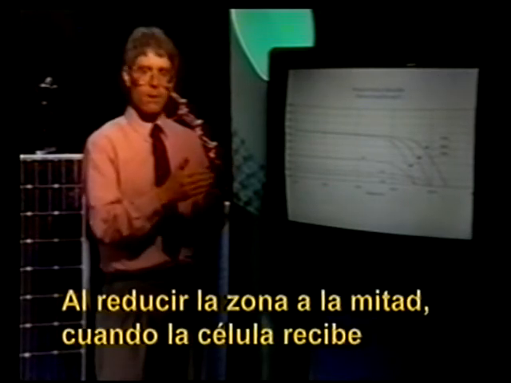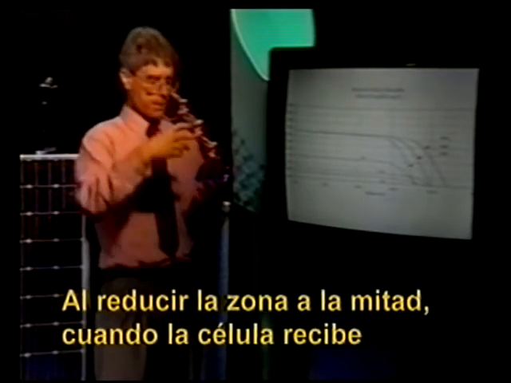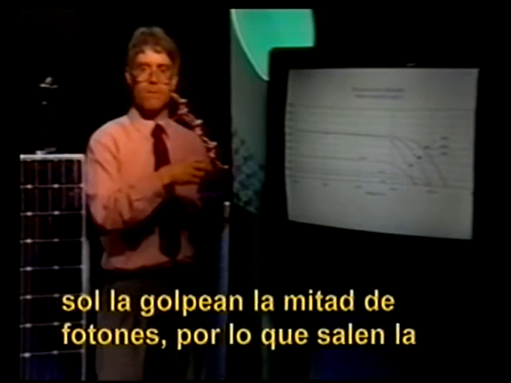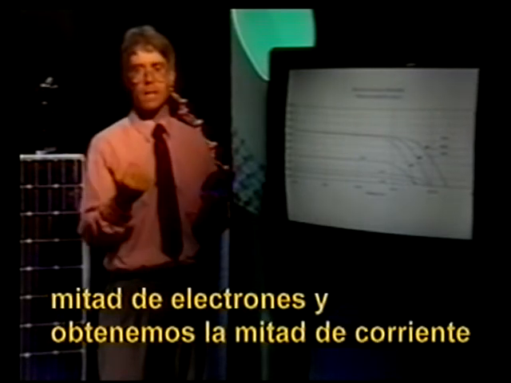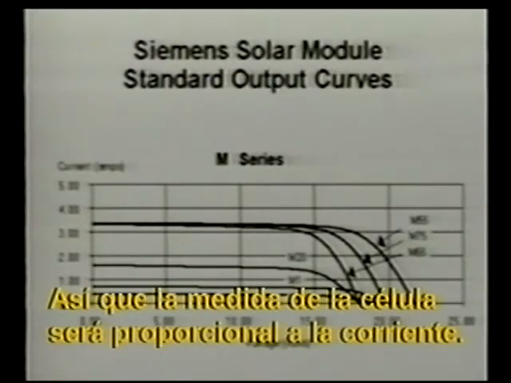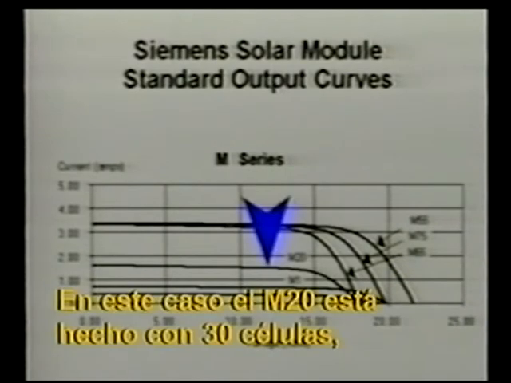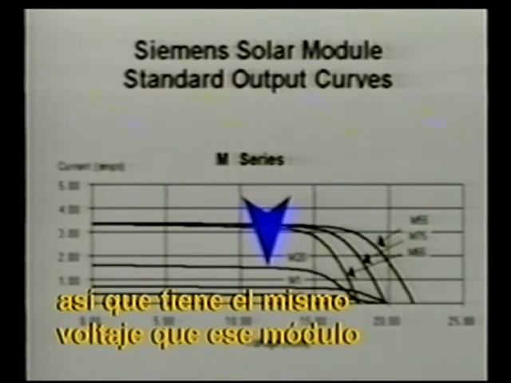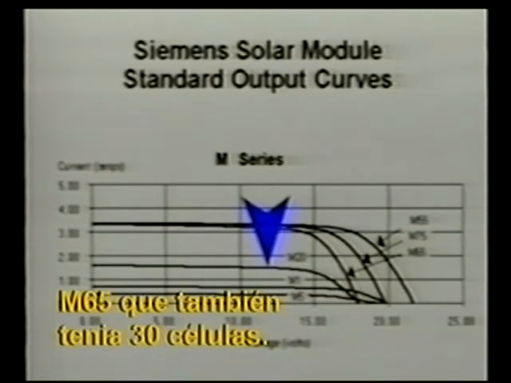By reducing the area by half, when sunlight shines on the cell, half as many photons strike it, so half as many electrons come out. We get half as much current. So the size of the cell will be proportional to the current. In this case, the M20 is made with 30 cells, so it has the same voltage as that M65 module that also had 30 cells.